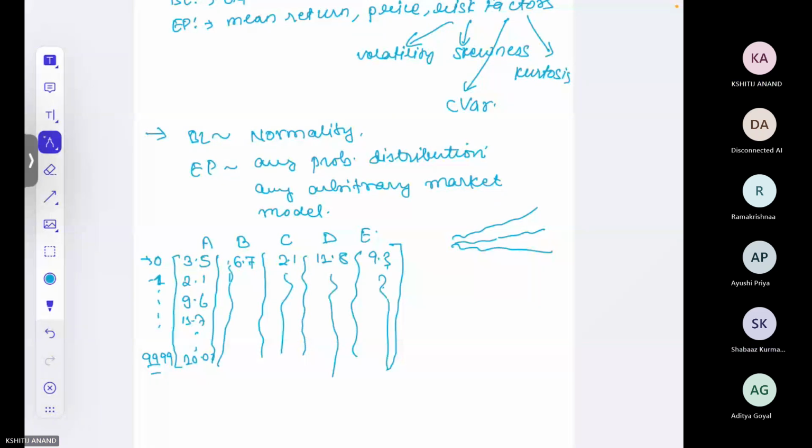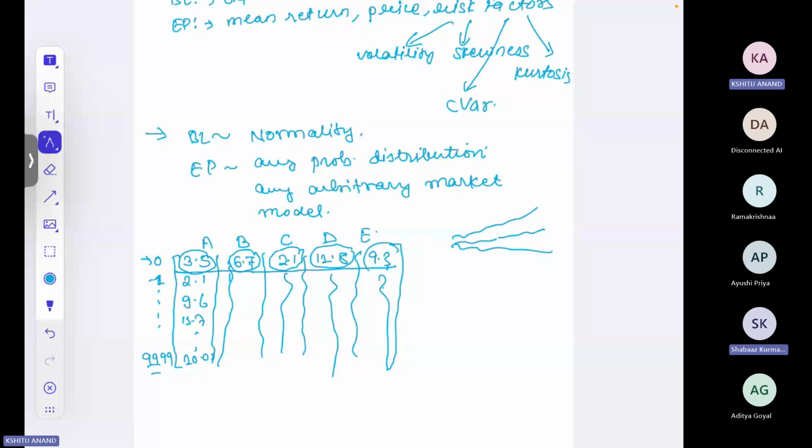Now this zero is the first scenario. In the first scenario, A has a return of 3.5, B has a return of 6.7, C has a return of 2.21, D has a return of 12.8, and E has a return of 9.3.